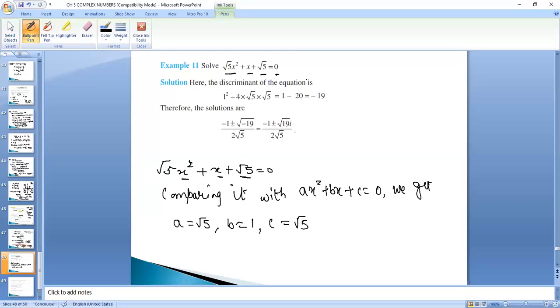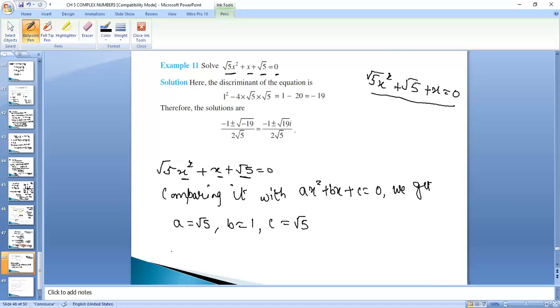If the terms are given like this, root 5x square plus root 5 plus x is equals to 0, then it is not that the first term is a, then b, then c. No, you will write the terms in sequence first, then you will write a, b, c.